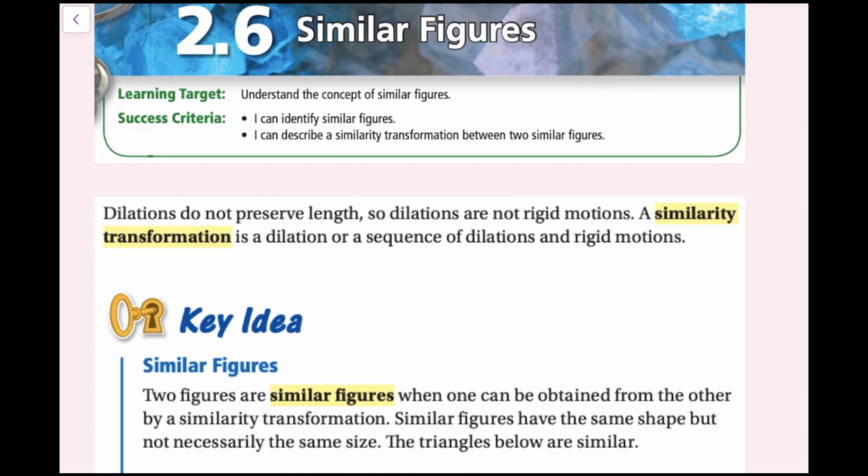In this lesson, we're going to be talking about similar figures. The success criteria is I can identify similar figures, and I can describe a similarity transformation between two similar figures. Dilations do not preserve length, so dilations are not rigid motions. A similarity transformation is a dilation or a sequence of dilations and rigid motions.